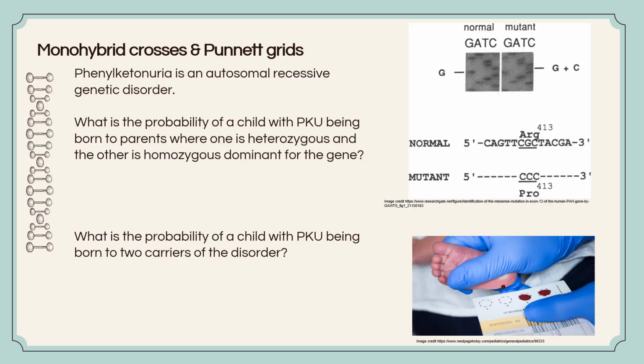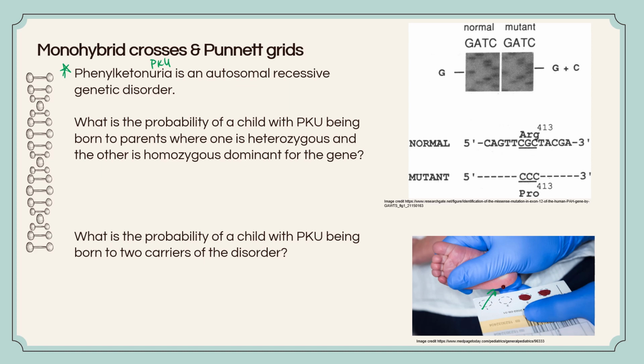Let's do another practice problem with Punnett grids. Here we're going to look at a disorder called phenylketonuria, or PKU. This is a disorder that we actually test newborn babies for, at least in developed nations. So a little heel prick pretty soon after birth, that blood gets sent off to a lab and we test to see if this baby has PKU or not.